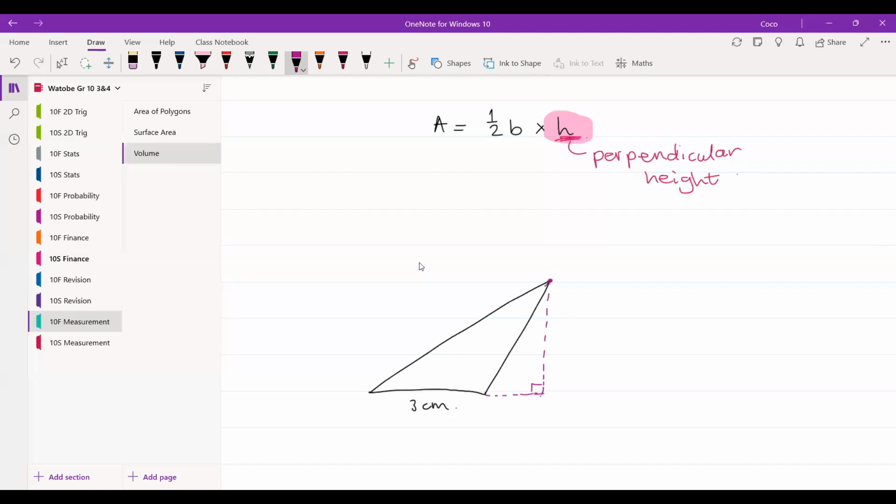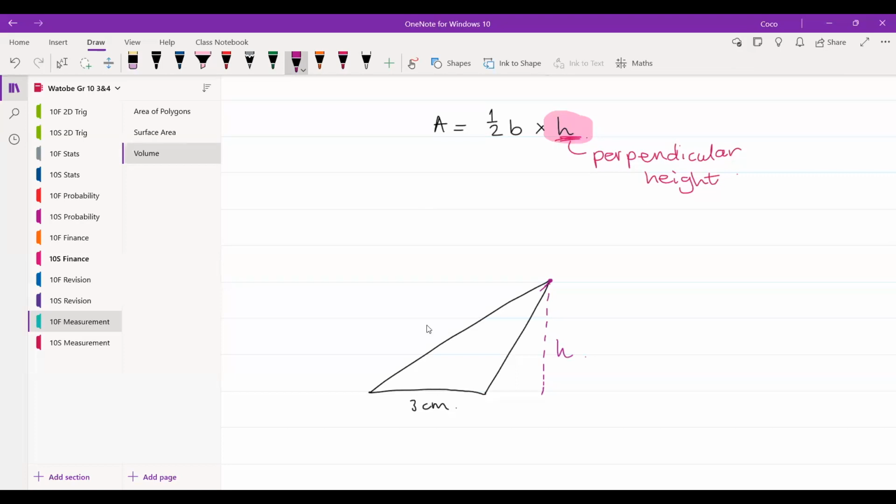Okay, I need to use this perpendicular height, because from the inside of my triangle, I can't draw a perpendicular height. On the inside, I can't draw a perpendicular line, so I need to draw my perpendicular line on the outside. It needs to be here, H.